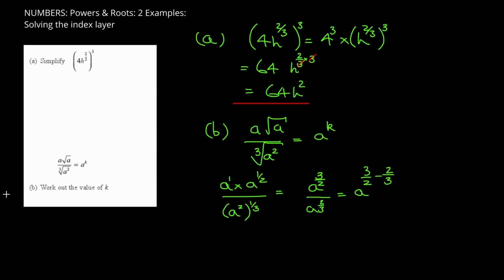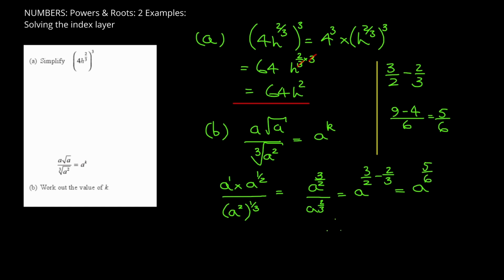So if we now do a little bit of side work, what is 3 over 2 minus 2 over 3? Well, this needs to go on to a common denominator of 6. 2 into 6 goes 3. 3 times 3 is 9. Minus 3 into 6 goes 2. 2 times 2 is 4. So this is equal to 5 over 6. So I can say our answer here is equal to a to the power 5 over 6. So therefore we can say that k is equal to 5 divided by 6. And that is your answer.